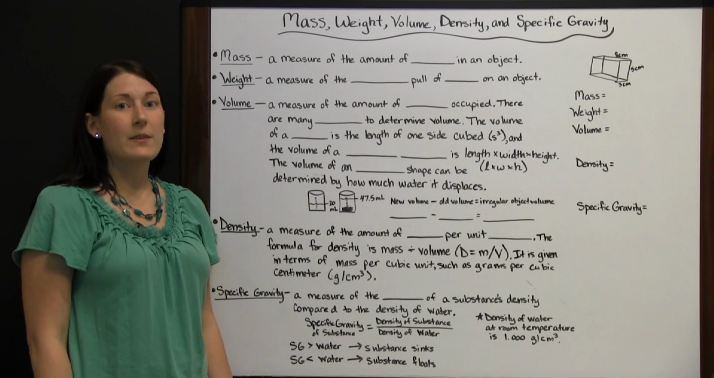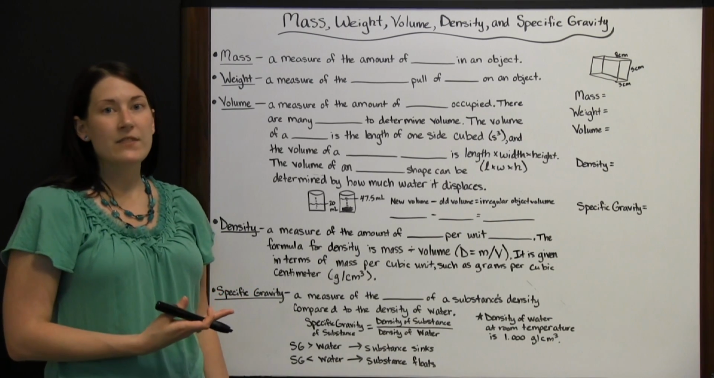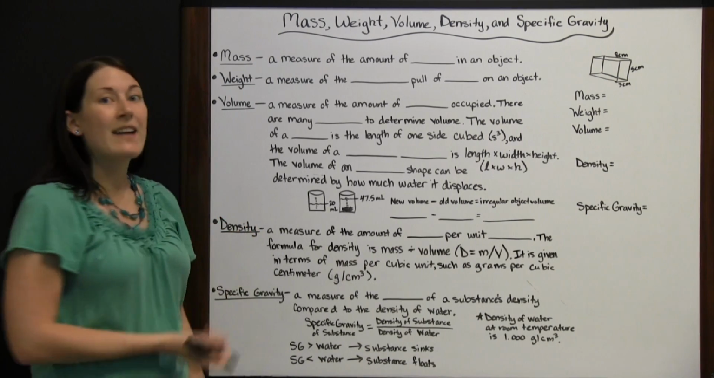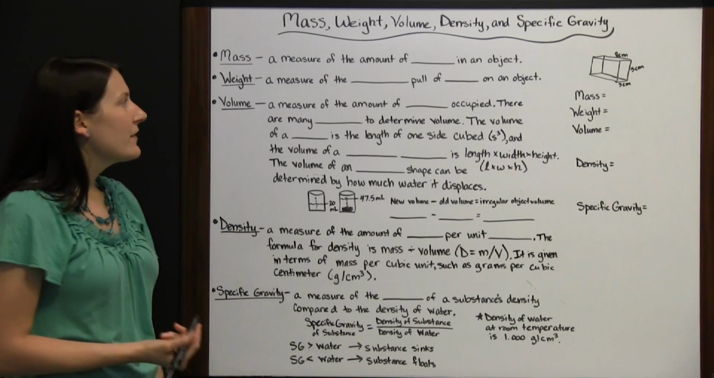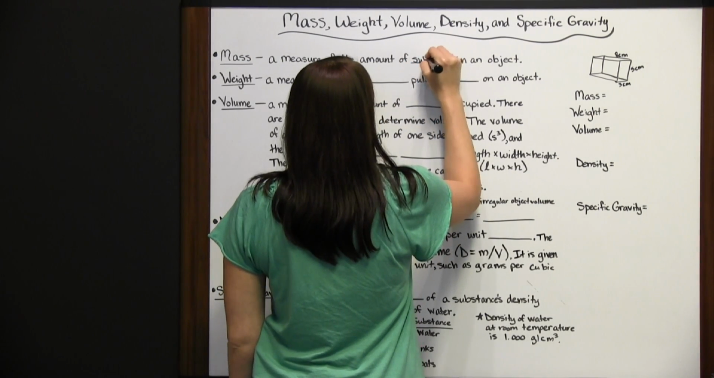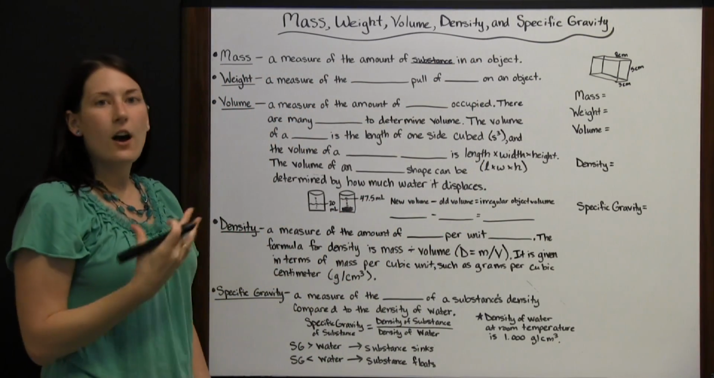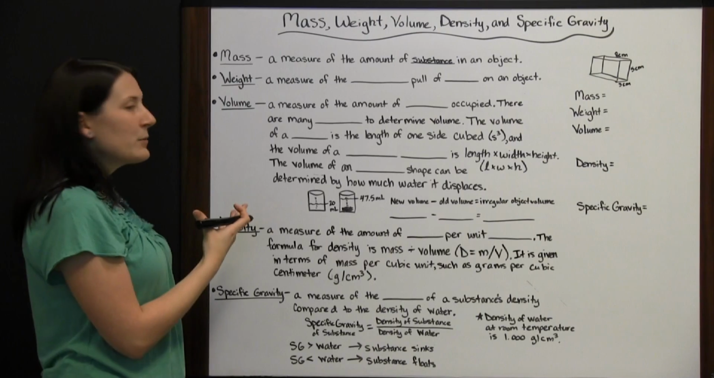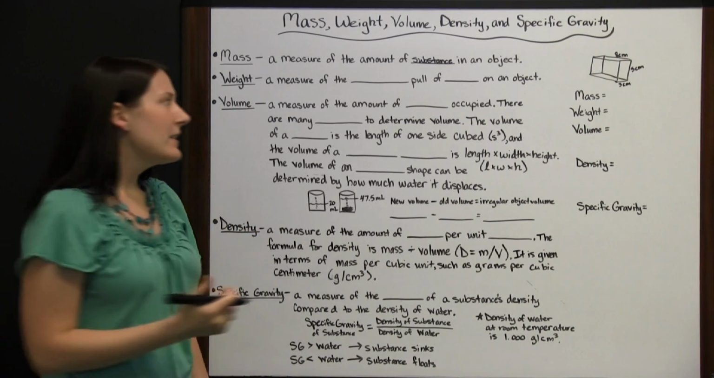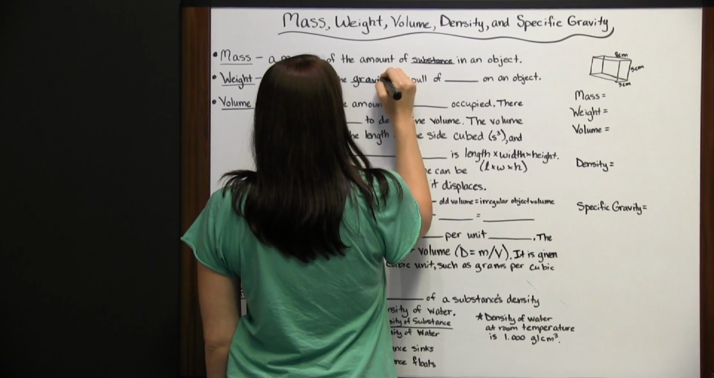Mass, weight, volume, density, and specific gravity. These are all important terms that you'll find in physics, and it's important that you know the difference between each one. First, we have mass. Mass is a measure of the amount of substance in an object. So how many atoms or molecules of that one substance are in a specific object? That's what your mass is. Where weight is a measure of the gravitational pull of Earth on an object.